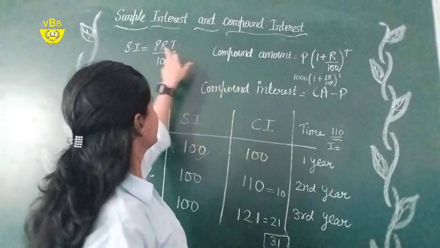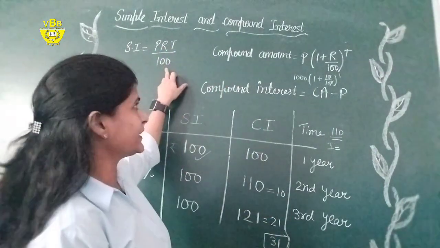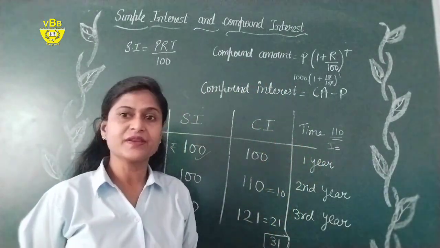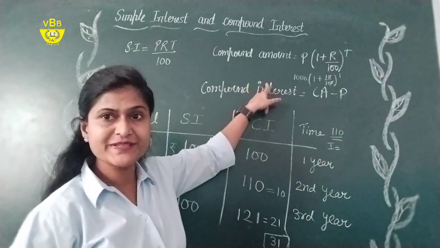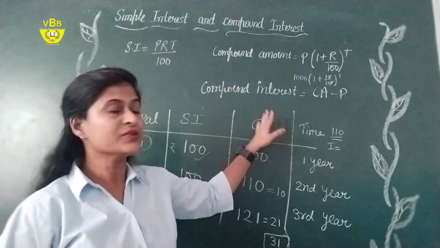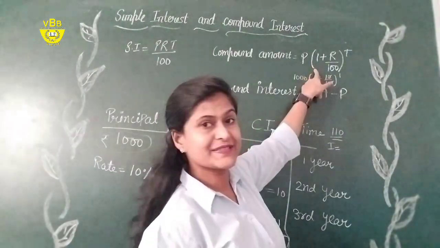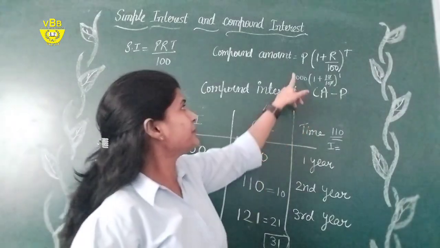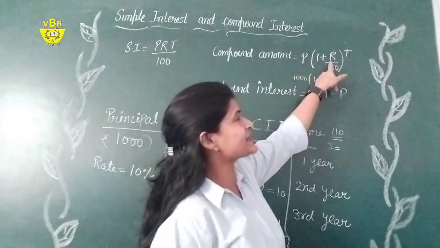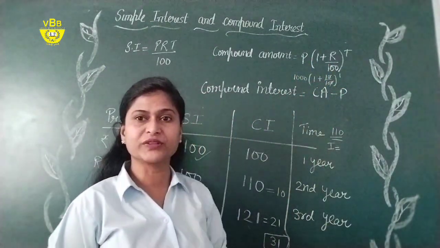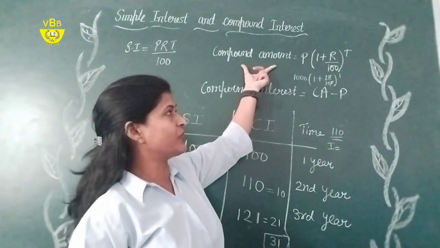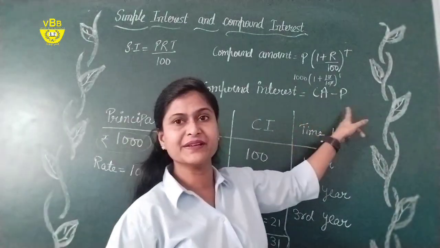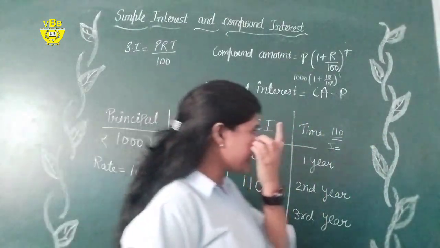With the help of this formula: P into R into T upon 100. For finding the compound interest, we need to find the compound amount first, and after that we will find the compound interest. The compound amount is P(1 + R/100)^T, where P stands for principal, R stands for rate of interest and T stands for the time period. When you find the compound amount, we can find the compound interest with this formula: amount minus principal.